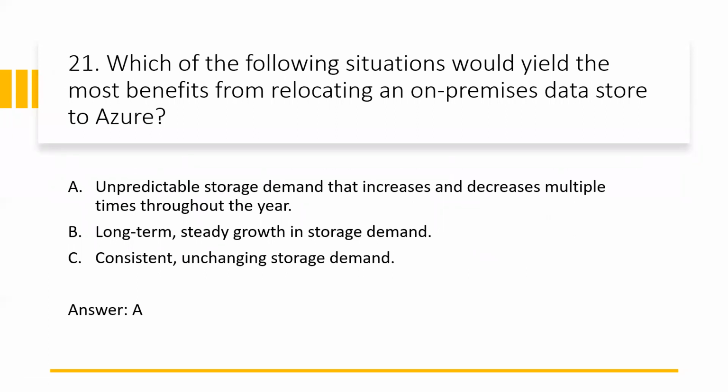Question 21. Which of the following situations would yield the most benefits from relocating an on-premises data store to Azure? A. Unpredictable storage demand that increases and decreases multiple times throughout the year. Option B, long-term steady growth in storage demand. Option C, consistent unchanging storage demand. Let's check option A, unpredictable storage demand that increases and decreases multiple times throughout the year.